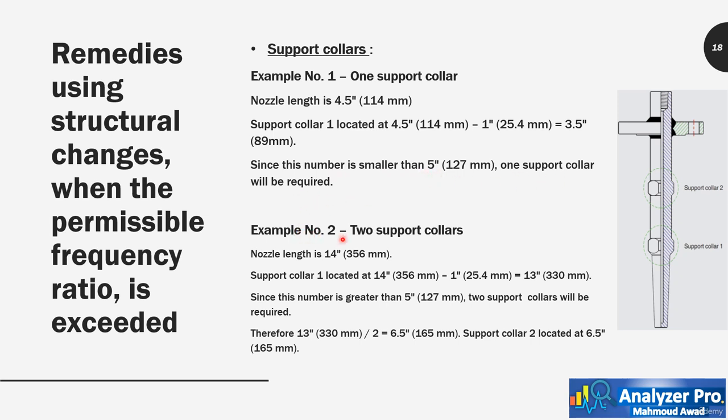Example number 2, 2 support collars. If the nozzle length is 14, support collar 1 is located at 14 minus 1, which is at 13. Since 13 is greater than 5, 2 support collars will be required. Therefore 13 divided by 2 is 6.5 inches. So support collar number 2 will be located at 6.5 inches from the flange face.